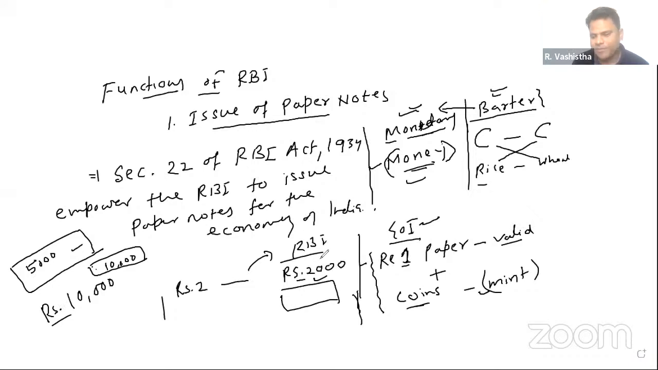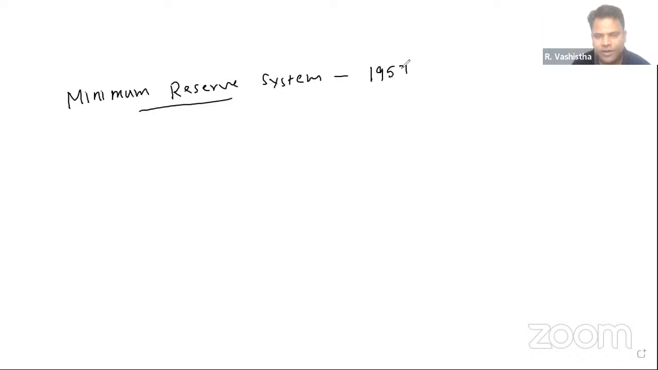Now we'll discuss the system by which RBI prints money. Please write it down. System by which RBI prints money. This system is called the minimum reserve system. And it came into force in 1957. This system became effective in 1957. So since 1957, the Reserve Bank of India has been printing money as per this system. This is called the minimum reserve system.